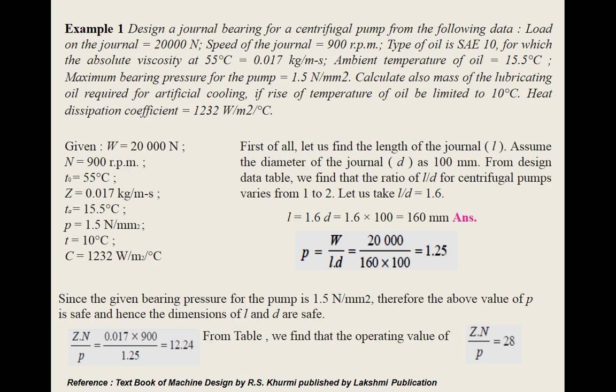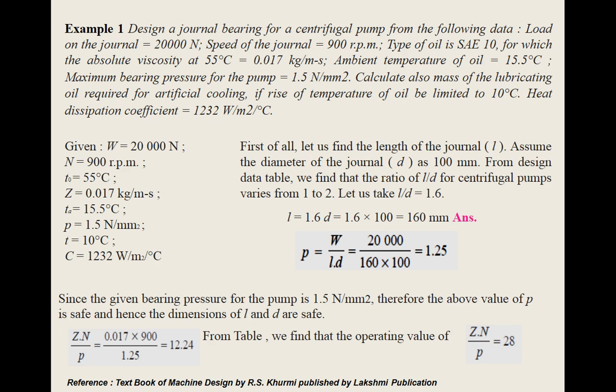We also have to calculate the mass of the lubricating oil required for artificial cooling if the temperature of the oil is limited to 10 degrees centigrade, and the heat dissipation coefficient is given as 1232 watt per meter square degree centigrade. In this problem, the diameter of the shaft or journal is not given. So first of all we have to choose a shaft diameter for which the bearing pressure is safe. We have taken the diameter of the journal D as 100 mm.